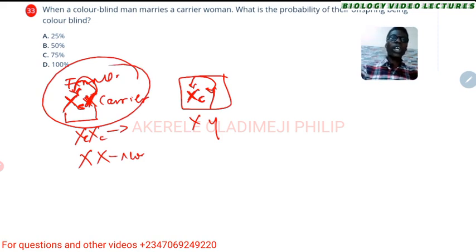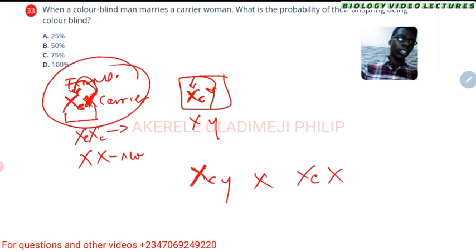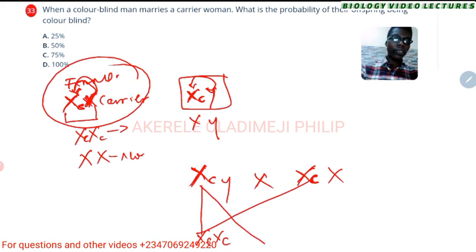So now the question says, when a colorblind man, so when we say colorblind, the man has it already. Like I told you, he is normal or he has it. There's no such thing as a male carrier. He marries a woman that is a carrier, XCX. So this means she's a carrier. She's only having it on one of her chromosomes. So let's see what happens. Let's cross that out. XC, so that's going to be XC. Then first X with second X going to be XC.